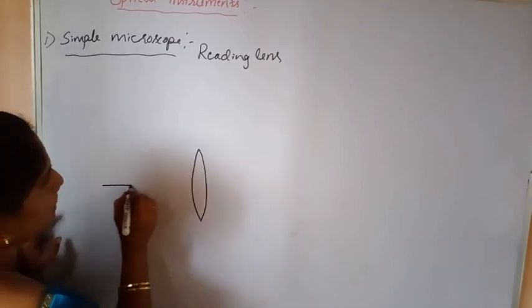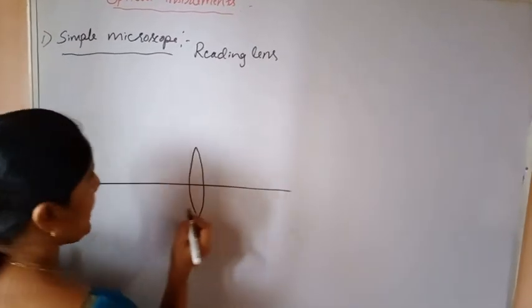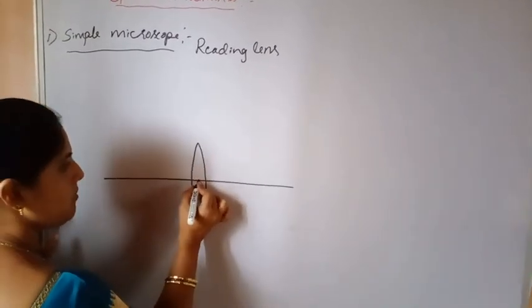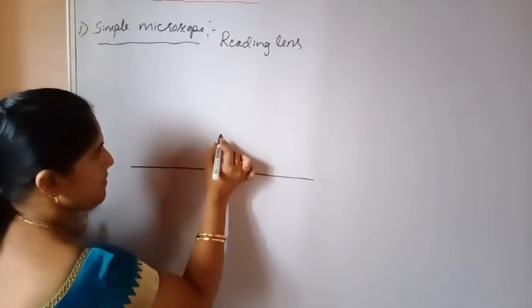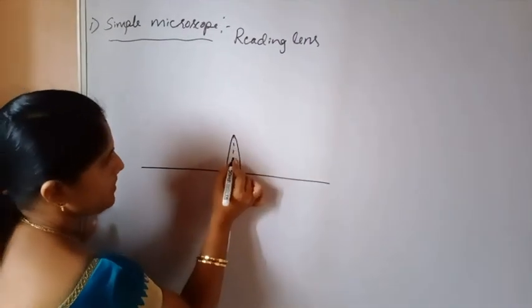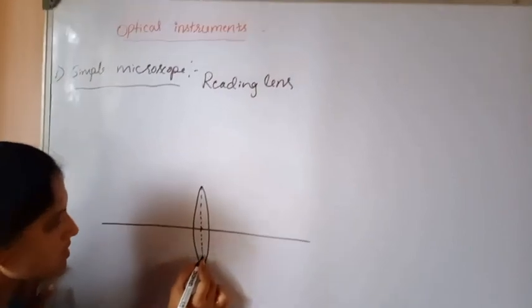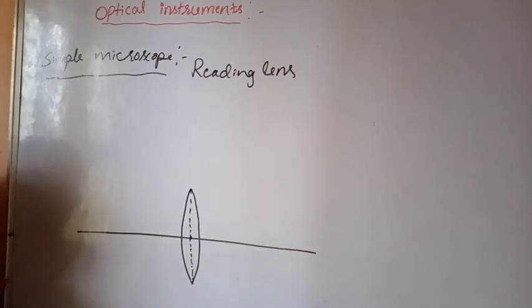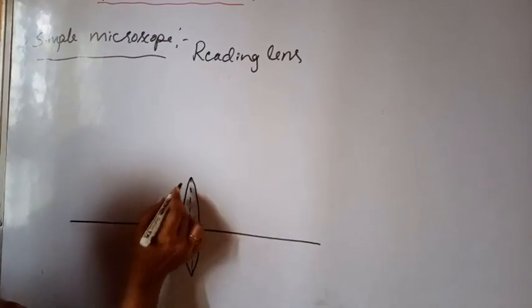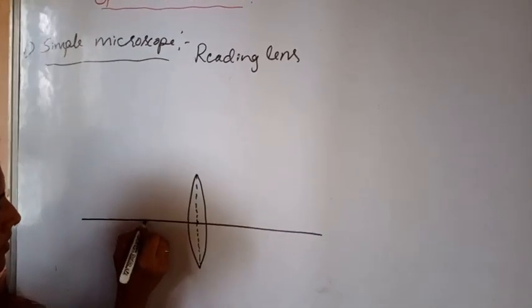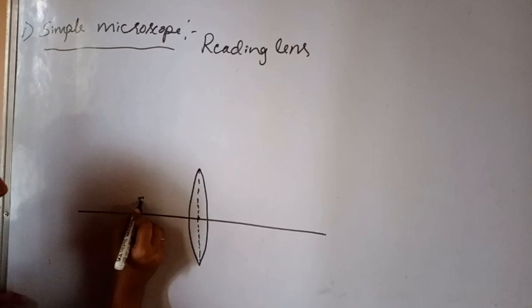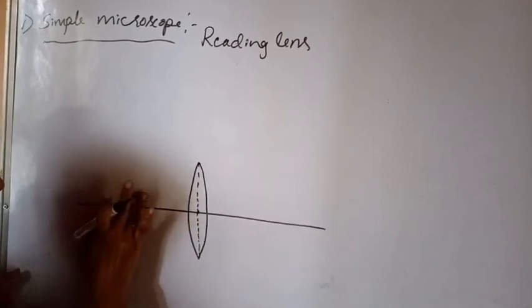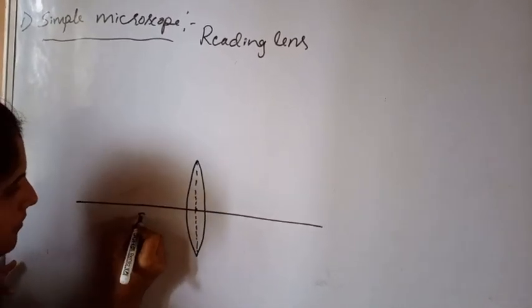This is the convex lens. Draw a principal axis. This is the optical center. What is a simple microscope? A simple microscope is just a converging lens of small focal length. This is the principal axis, and this is the focus, that is F.